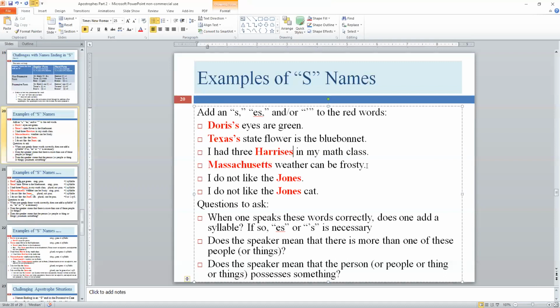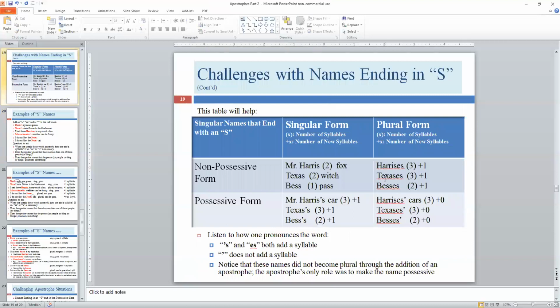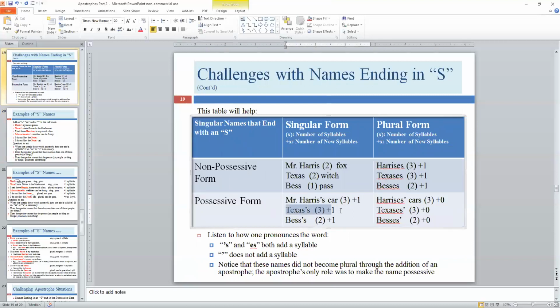Massachusetts's weather can be frosty. Okay, well, there's only one Massachusetts, and it is, of course, quote unquote possessing its weather, so we do apostrophe S, just like we would have with Texas here.